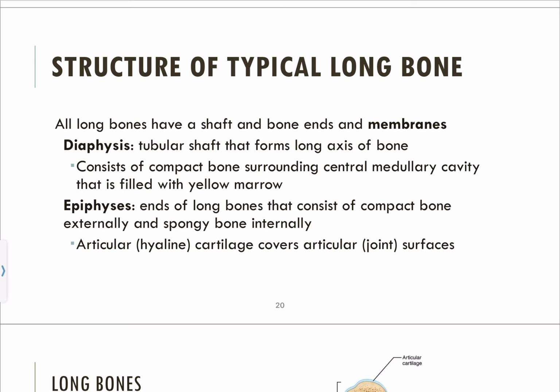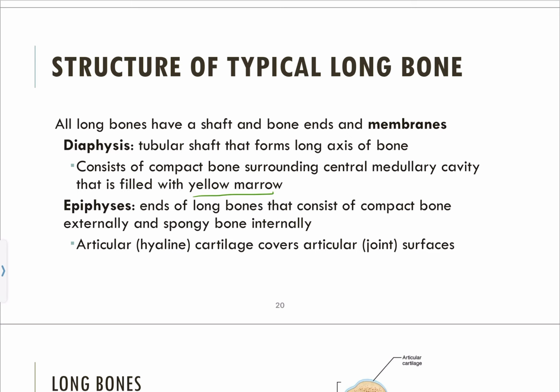A long bone's a little bit different because we have parts to a long bone. So we have what we call the shaft or the diaphysis. That's going to be the long axis of the bone. And then we have the epiphyses, which make up the ends of the long bones. So the diaphysis is going to have a central space, which we call the medullary cavity, and that's going to be filled with yellow marrow only if you're an adult, and we'll talk about that in a little bit. Our ends of our long bones, or our epiphyses, they're a little bit different.